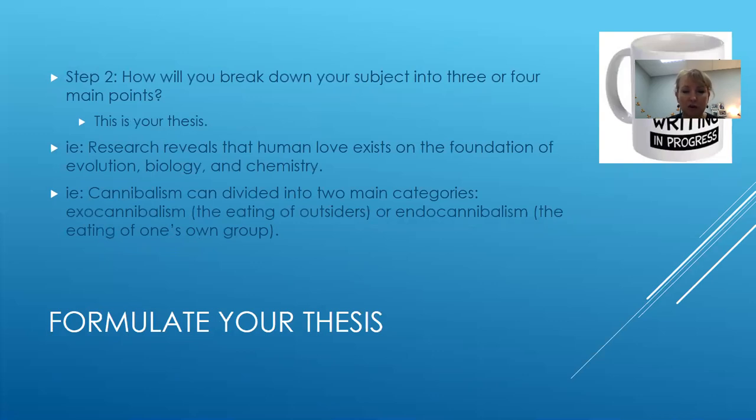So step two, you want to think about how you're going to break down your subject into 3 or 4 main points. So this becomes your thesis. For example, you have a thesis of research reveals that human love exists on the foundation of evolution, biology, and chemistry. So there is a sample essay that you can read about love and relationships, and this is how they break down human love: evolutionary, biological, and chemical. So the reader knows exactly how you're going to break down that topic.